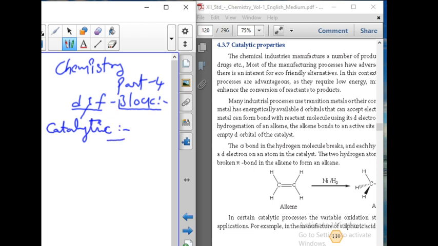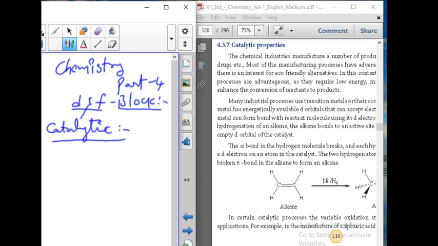Catalytic property. Whether organic chemistry or inorganic chemistry, we see a lot of chemical reactions going on under a catalyst, and many chemical reactions in our industries go through a catalyst. For this catalytic property we use d block elements, meaning the d block elements can act as catalysts. We know what is meant by catalyst: a catalyst is a substance which does not get consumed in the chemical reaction, but which can increase the rate of the reaction. Rate means speed of a chemical reaction.